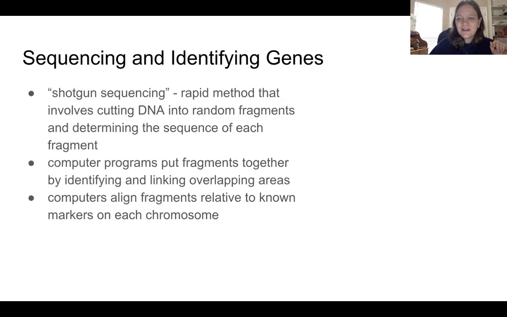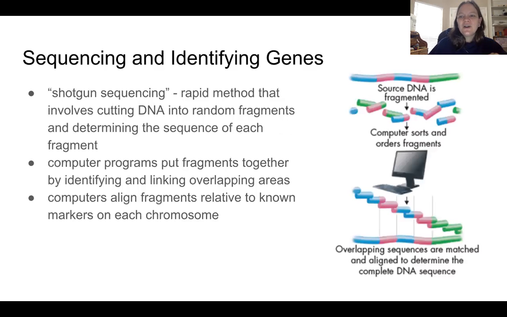I'm here. All right, so the Human Genome Project took advantage of a couple of different methods of sequencing and identifying genes. One method is called shotgun sequencing.